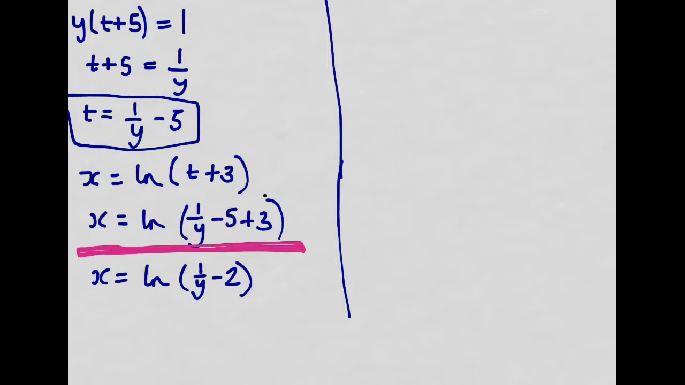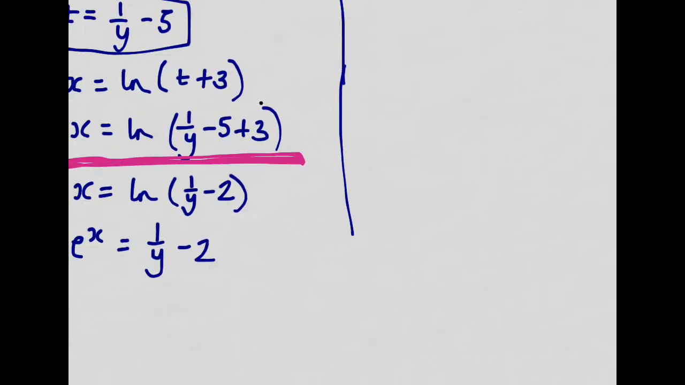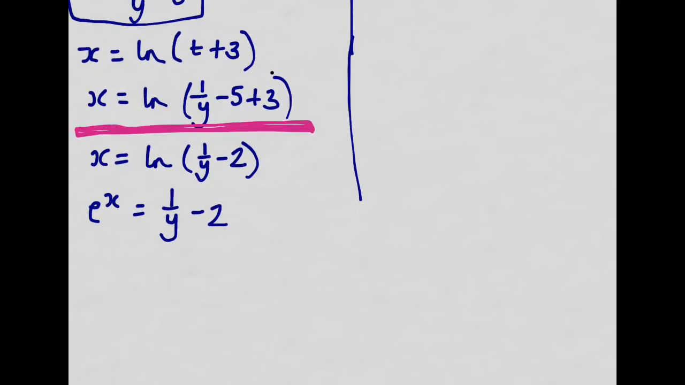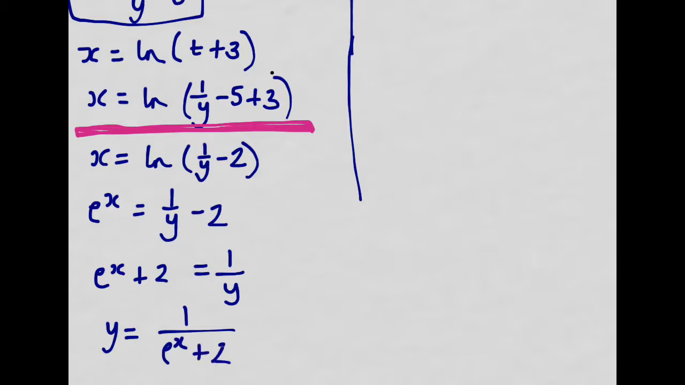So if I left it like that, that's not the format that I've been requested. So here I go on and I'm now going to have to say, well, this would be then e to the x equals 1 over y, subtract 2, and then I'm going to say that's e to the x, add 2 equals 1 over y, and because I want to get y equals, I then would write that. And that's my Cartesian equation. Now, that is one way of doing it.